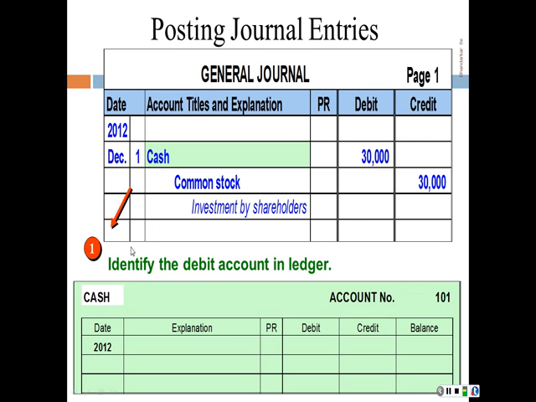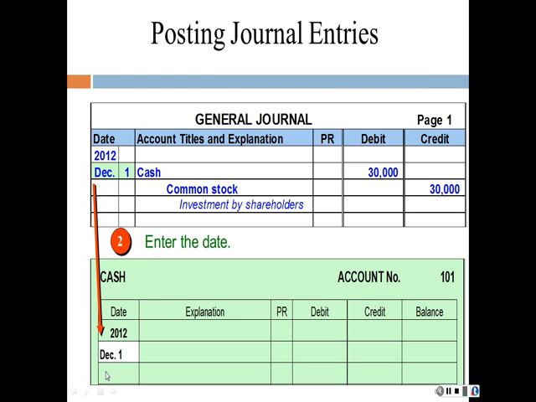We find the cash account in the ledger. Remember, a ledger is a place where we have all the accounts that a business has. It's a complete collection of all the accounts. We find the cash account, and the first thing we're going to do is record the date from the journal entry.